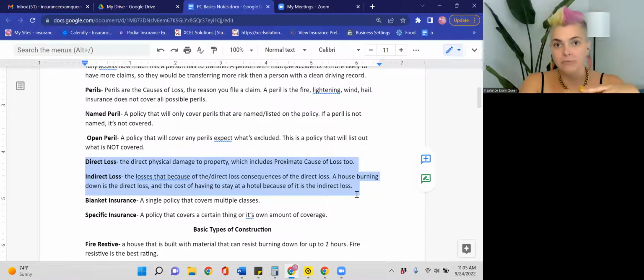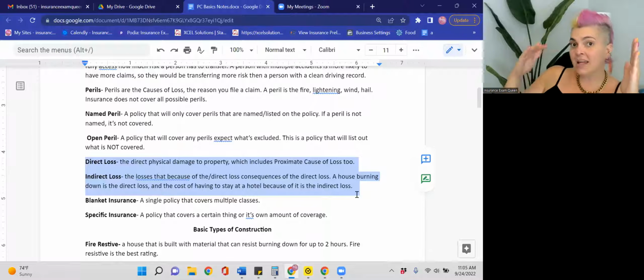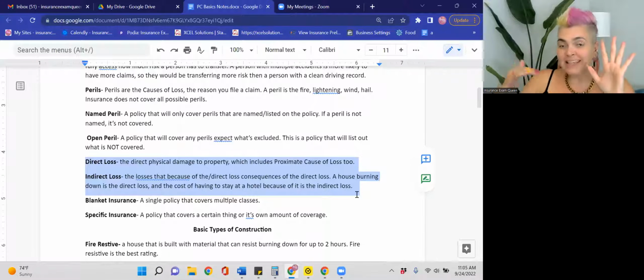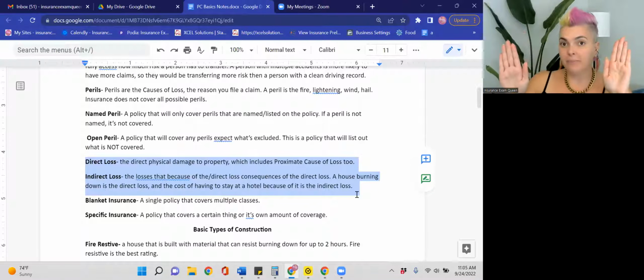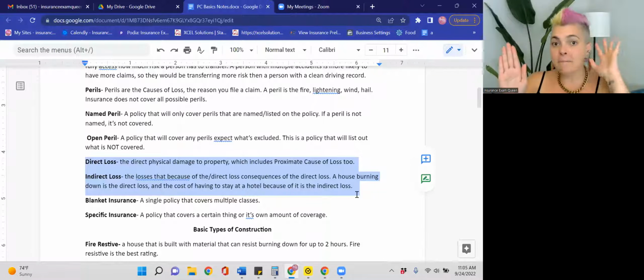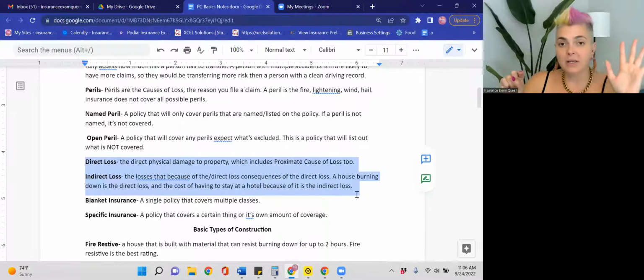Once we get the fire put out, everyone's okay, we're no longer in danger. Everything that you have to deal with after that, in the aftermath of the danger, is an indirect loss. House is unlivable. I have to stay at a hotel. The cost of the hotel is an indirect loss. The main loss, the direct loss, was the fire. The indirect loss is now having to stay at a hotel because of the fire. So the indirect losses are the things that happen after the main loss, the direct loss. The indirect loss is having to stay at a hotel because the house is unlivable, burnt.